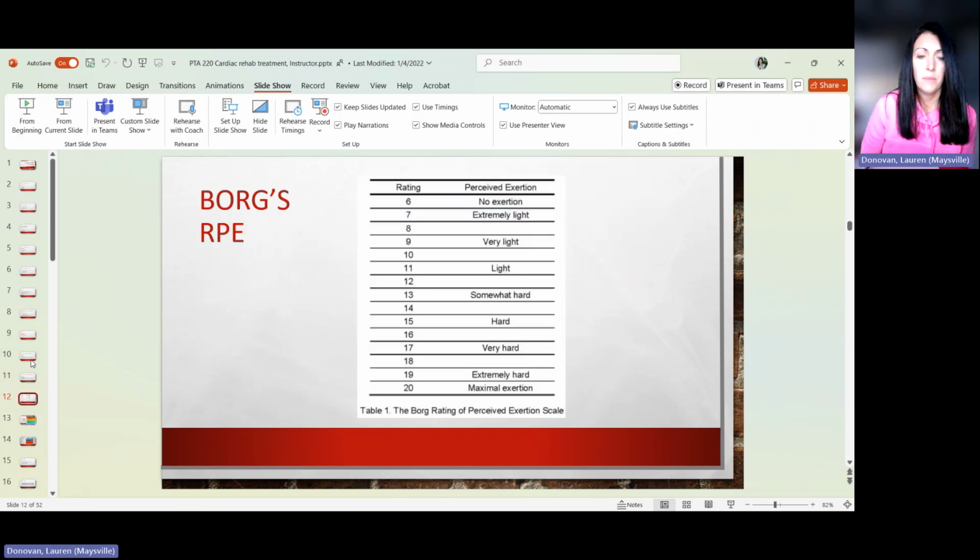Now, this is the old RPE, the Borg scale. It's from 6 to 20. So you could describe to your patient, on a scale of 6 to 20, which is pretty big, right? I like to just use the words on the side and show them the scale of perceived exertion. So you could say, is this somewhat hard and challenging? That would be a 13. Is this very hard for you to do? That would be a 17. And 20 would be maximal exertion.